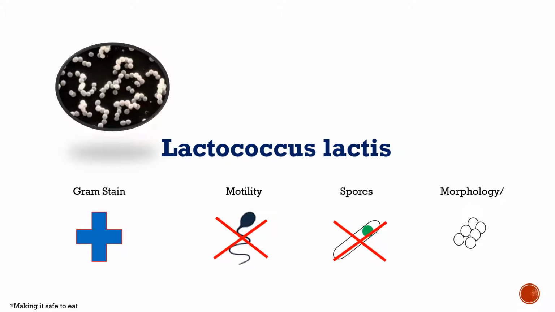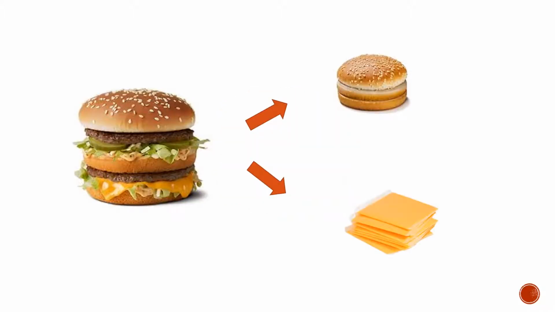Okay, so now that we know the characteristics of this bacteria, why is it important? Why do we need it? And why do I care about it so much? Well, this next picture should explain everything. This right here is the Big Mac, a very unhealthy sandwich, but a sandwich a lot of people, including myself, love to eat. But let's remove two important components of the sandwich, the bread and the cheese, and let's look at how they are made.